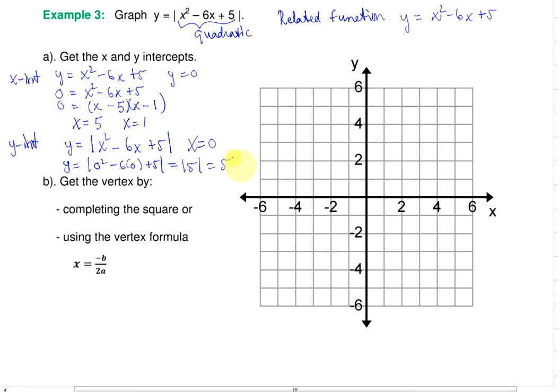Okay, so we have x-intercepts, one at x is 5, so 5 and 0, and one at x is 1, which is 1 and 0, and we have a y-intercept at 5, which is 0 and 5.